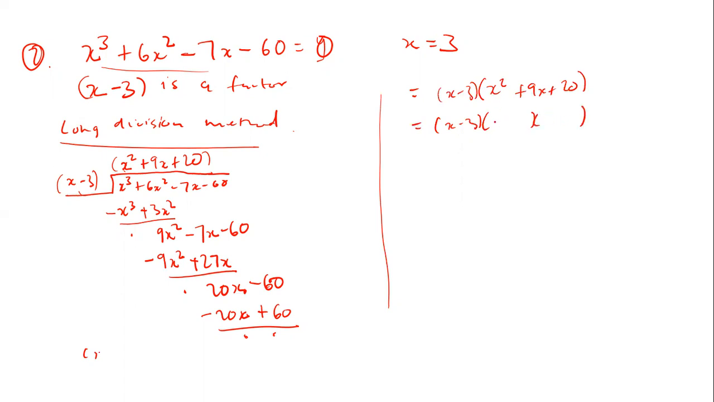And then what are the factors of x squared? It is going to be x. And then what are the factors of 20 that will yield 9? It's 5 and 4, right? It's 5 and 4. And therefore, here is going to be positive, positive. And therefore, these are the factors for this expression.